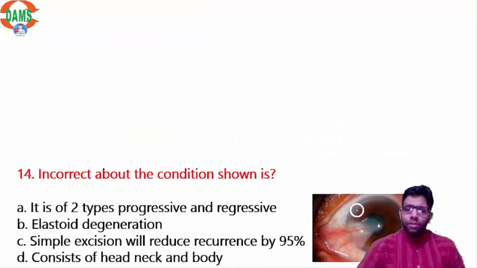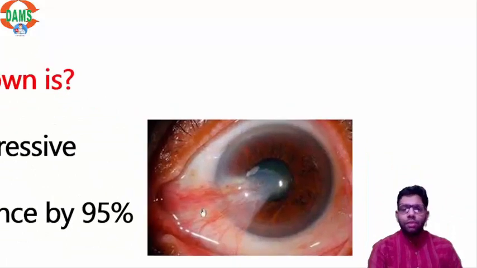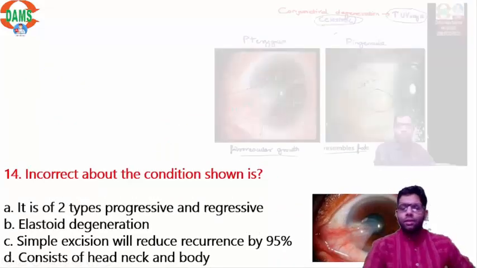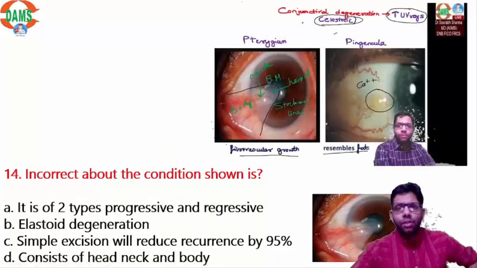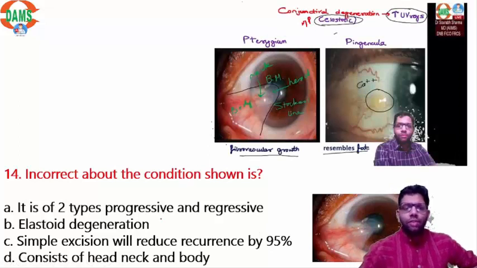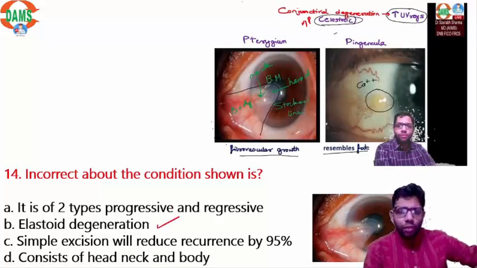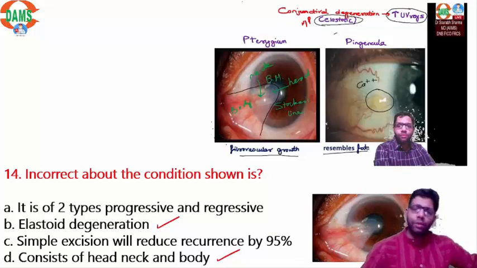Now another picture was shown to you. This is a diffuse slit lamp picture. This is a very easy question to identify. It's a pterygium, and pterygium is an elastotic degeneration. On histopathology, there is an elastotic degeneration, which was there in one of the options as well. It can have a head, neck and body, which also was there in the question.